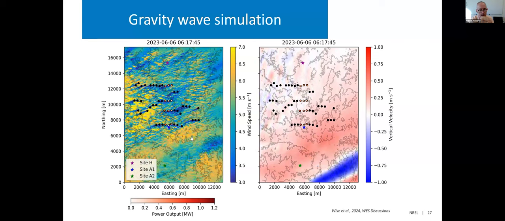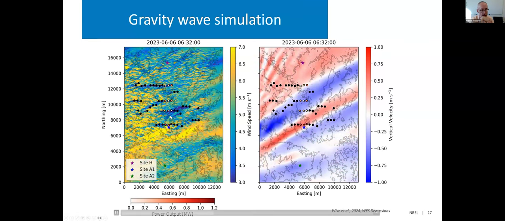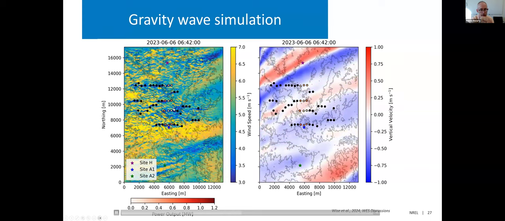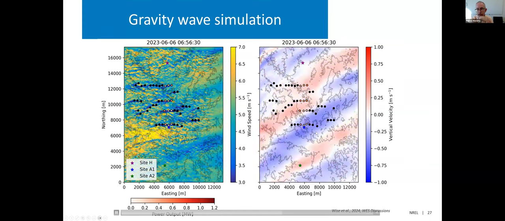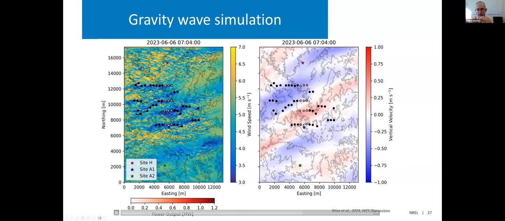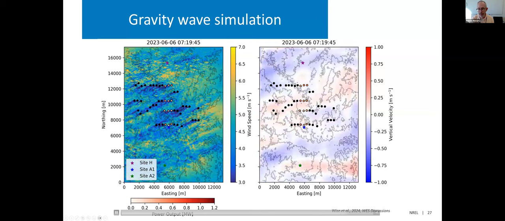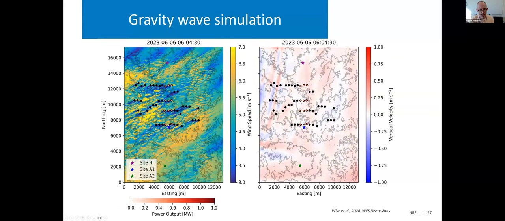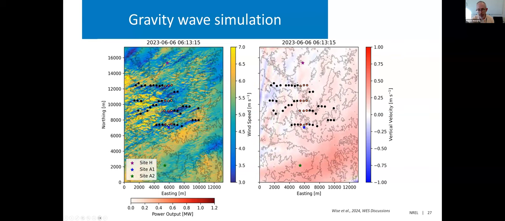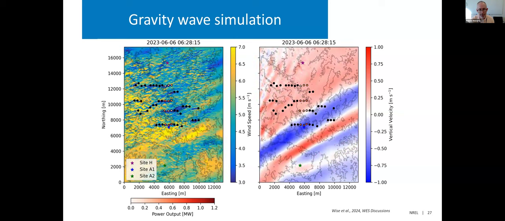So the impact on the mean wind speed is not huge, or not too obvious from the movie on the right. But if you isolate the vertical velocity, you can really see that gravity wave. And it's also easier to see some of the fluctuations in the power from that. And I should say this is all simulation, but Adam is working on comparing this to actual observations.